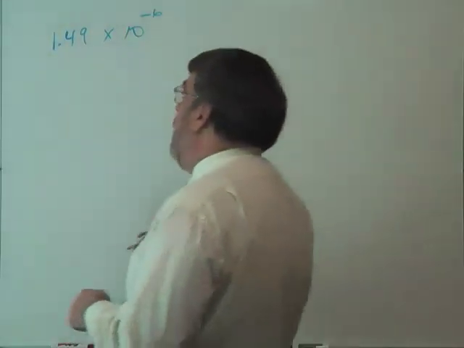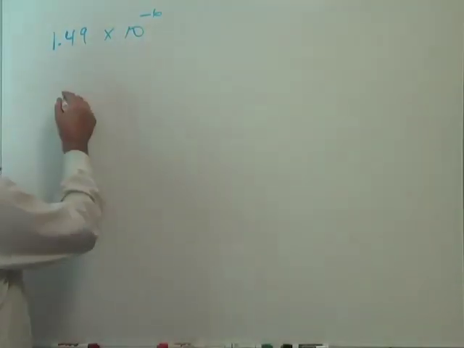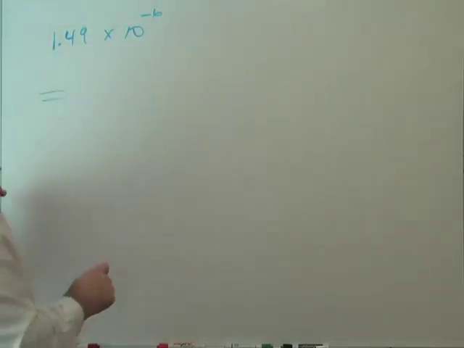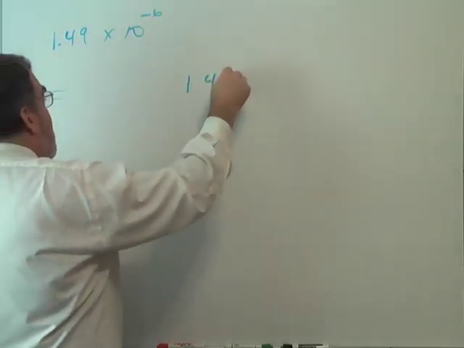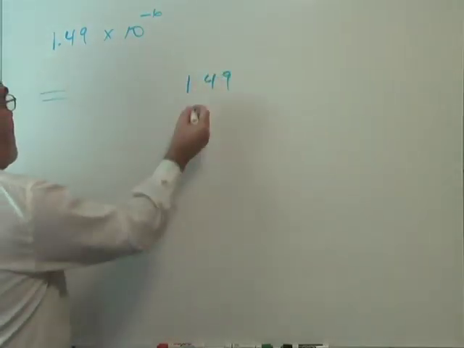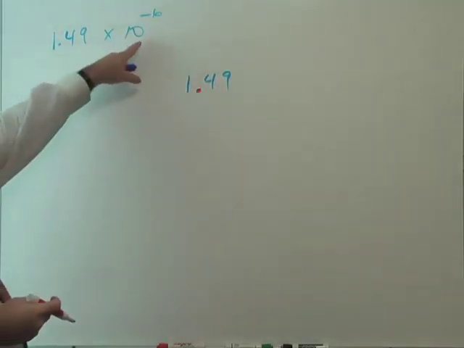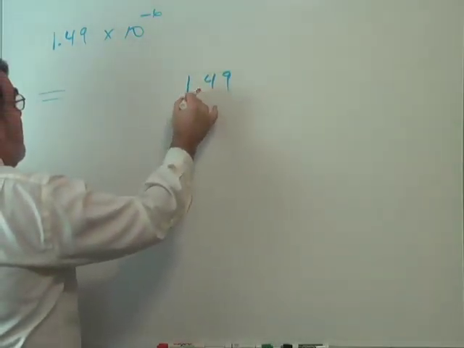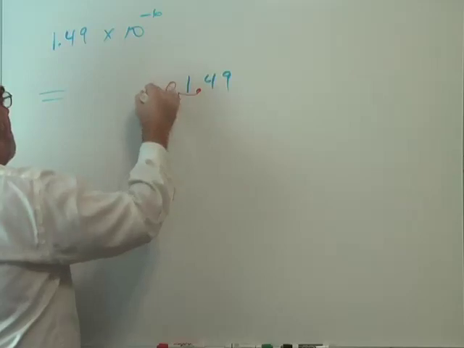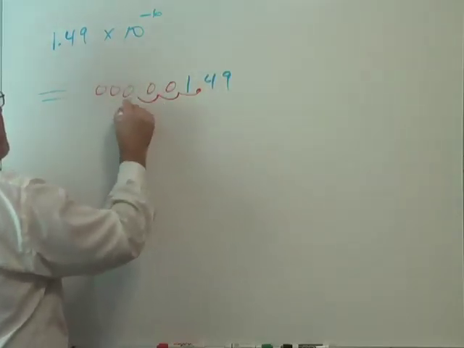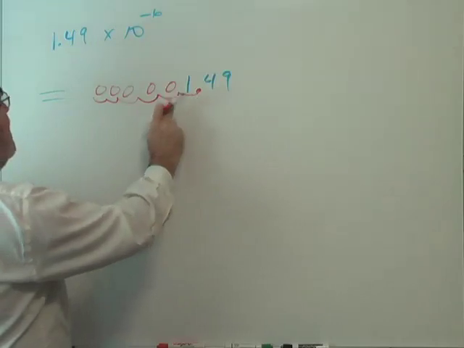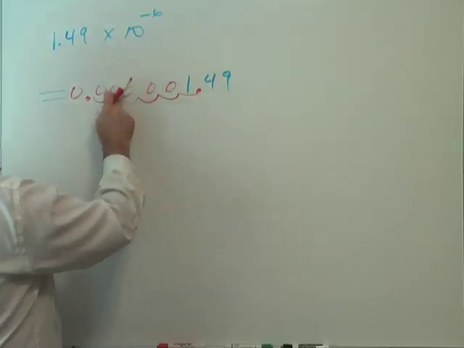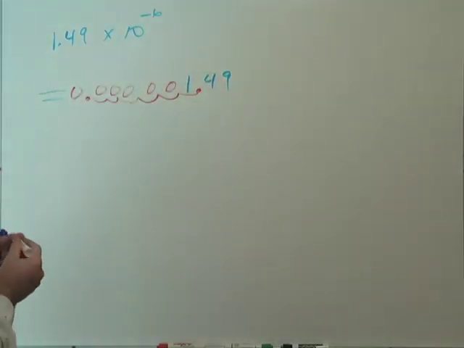All right, well, 1.49 times 10 to the minus 6th would be, well, how does this work? My significant digits are 149, so let me make some room here, 149. And from the original decimal place, I'm going to make it smaller. It's a negative exponent, so I'm going to make it smaller by counting back 6 places. So 1, 2, 3, 4, 5, 6. Let's see if I got that right. So it's 1, 2, 3, 4, 5, 6. 6 places backwards. Okay, there we go.